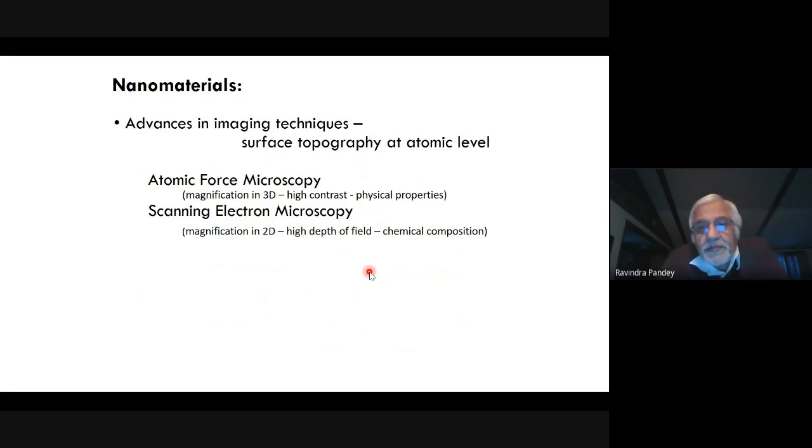So how do the nanomaterials come into the picture? And I think the credit goes to the experiments, and especially the significant advances in imaging techniques that have occurred in the last 10 years. So what we could do is basically look into the so-called surface topography at atomic level. So we have mainly two tools. If we really want 3D magnification, which provides a high contrast, we can look into the physical properties of the material, specifically the structure and mechanical properties, using atomic force microscopy. But if you go further down to 2D magnification using scanning electron microscopy, it does provide a high depth of field, and then we can really look into the chemical composition of the material and so on.